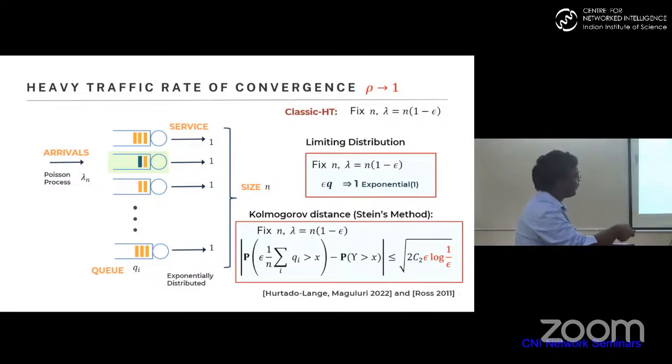And so we proved in our prior paper that the distance, this is simply exponential with mean 1. This is my tail of the total field length. And then we proved the distance between them decays like this. As epsilon goes to 0 in the classical heavy traffic, or for that matter, even in the many-server heavy traffic, this goes to 0.